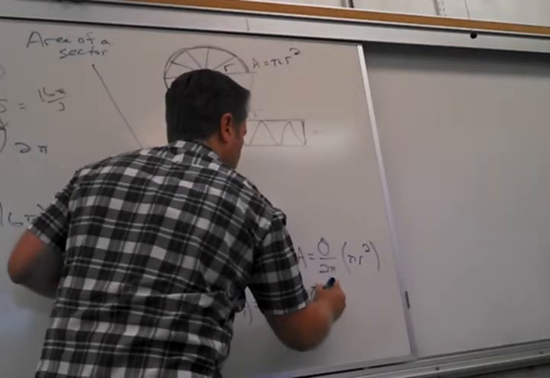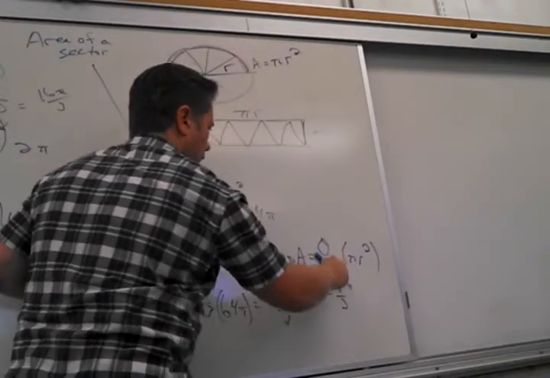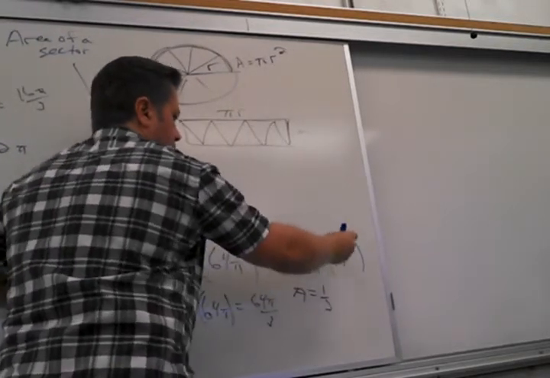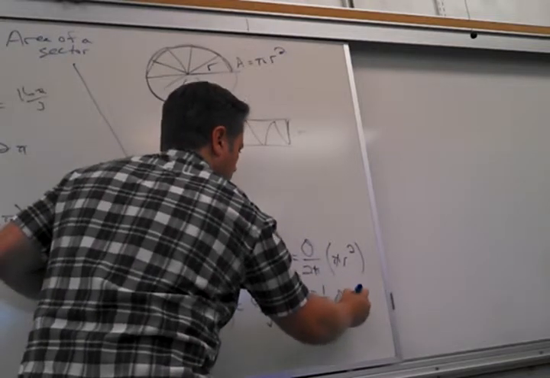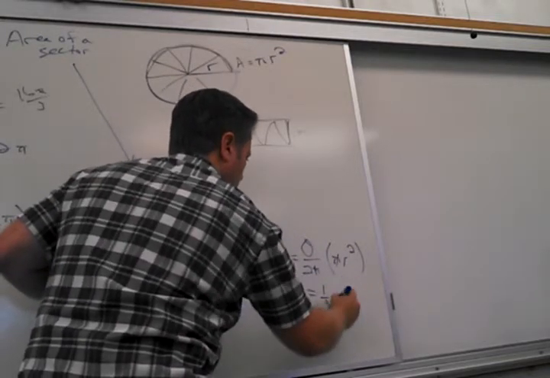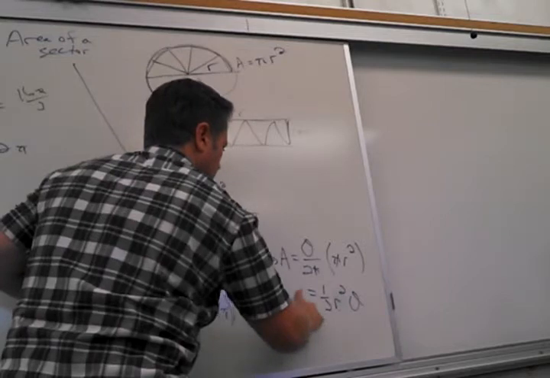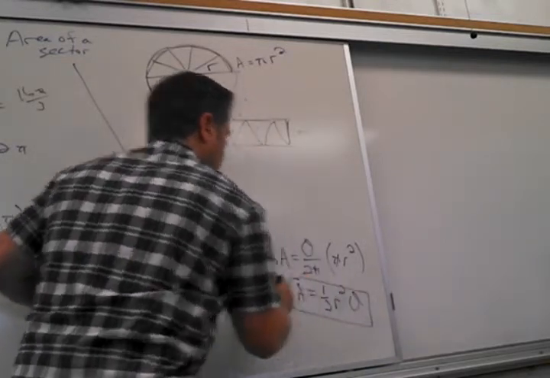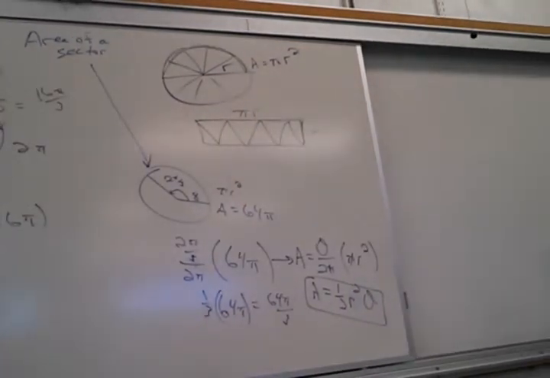So you get area equals 1/2 r squared theta. Let me write it the way I normally do. So that's the area of the sector. Let me show you a quick little neat way to get that a different way.